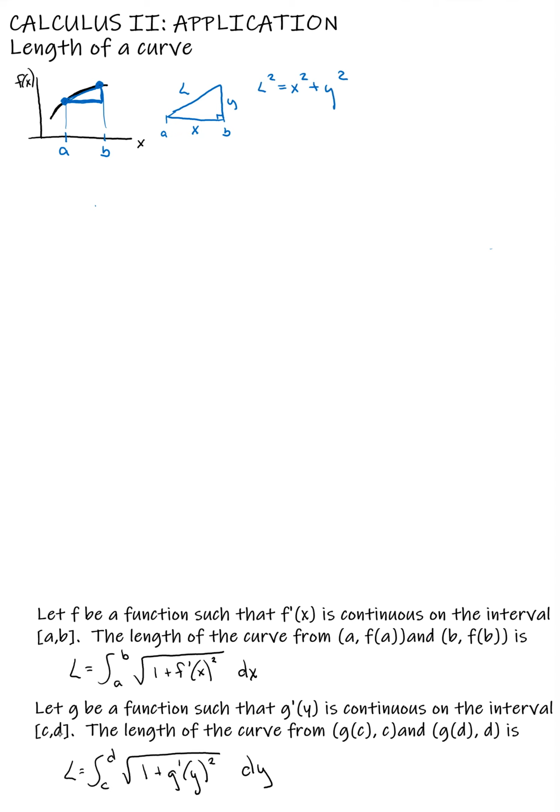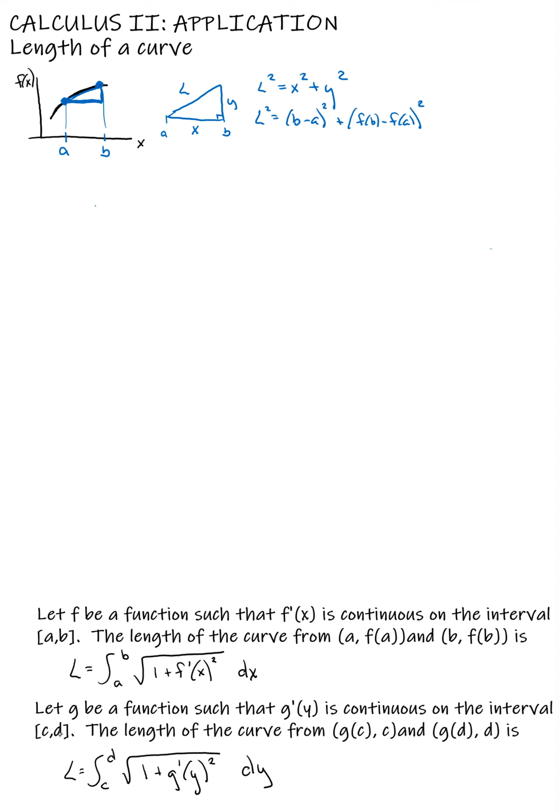So we know that x is the distance between A and B, so I can write that as B minus A, the distance between A and B. And y is the distance of the function values. So that would be the distance between f of b and f of a. All right, hopefully that's clear so far.